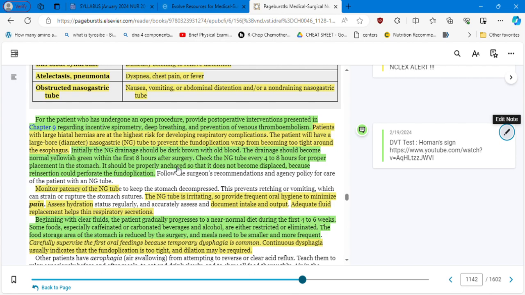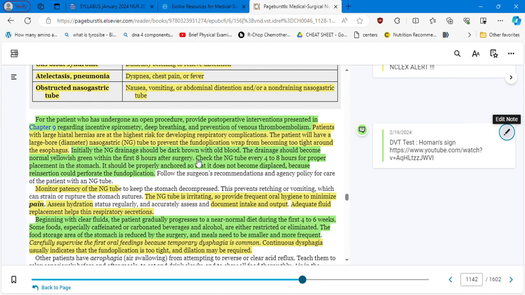The patient will have a large bore diameter nasogastric tube to prevent the fundoplication wrap from becoming too tight around the esophagus. So they put the tube in order to secure the width of the wrapping, right? Initially, the NG drainage should be dark brown with old blood. The drainage should become normal yellowish green within the first 8 hours after surgery.